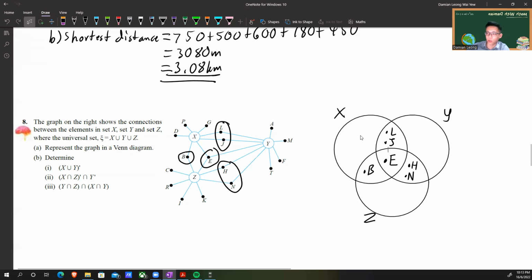So X, I have D, P, and G. D, G, P. Set Y, I have A, M, F, and T. Set Z, C, R, I, K. C, R, I, and K. That's it. This is how I draw the Venn diagram. So always when you draw a Venn diagram, start from the direct middle. Then slowly branch out to the other intersections, then only the rest. Usually that is the most effective way.